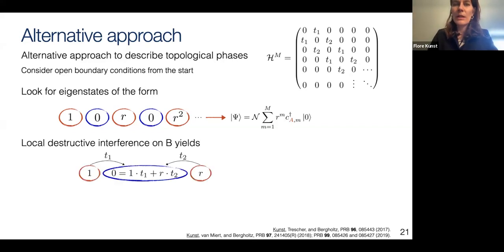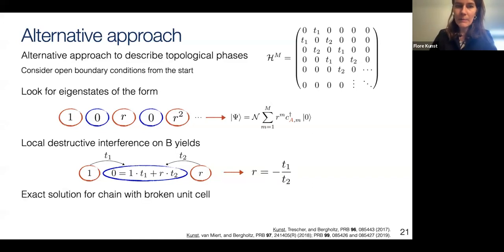This actually turns out to be an exact solution, and one can find that in the following way. By making use of the local destructive interference on B, which gives me the zeros here, I can basically write this wave function. I assume I have 3 sides. I apply the Hamiltonian, and then I see that as long as R satisfies this equation here, this is an exact solution. Namely, R needs to be the ratio of T1 over T2.